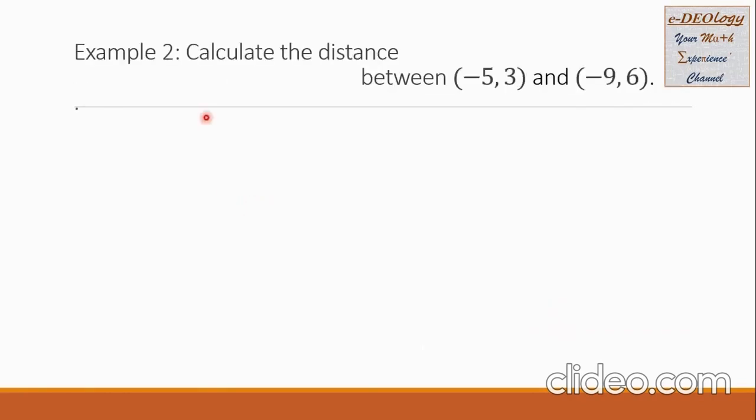Let's have example 2. Calculate the distance between negative 5, 3 and negative 9, 6. Let us assign the points. Let this be the p sub 1 and the other point to be the p sub 2. Our distance formula is here now. Let us substitute the values.